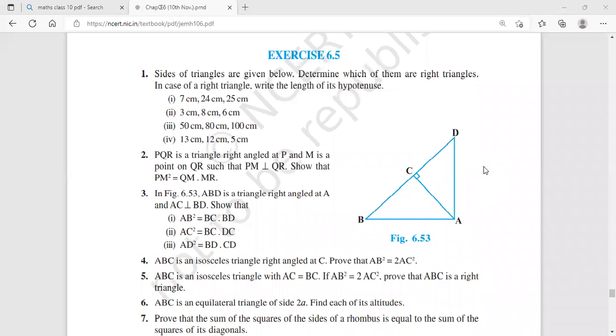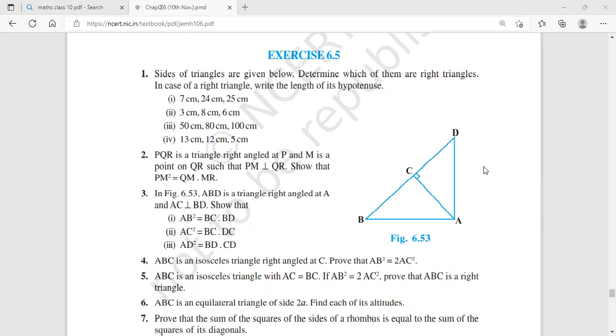Hello students. In the previous video, we have seen what is Pythagoras theorem and converse of Pythagoras theorem. Today in this video, let's start the exercise problems. As you can see, the first question: sides of the triangles are given below. Determine which of them are right angle triangles. In case of right triangle, write the length of its hypotenuse.